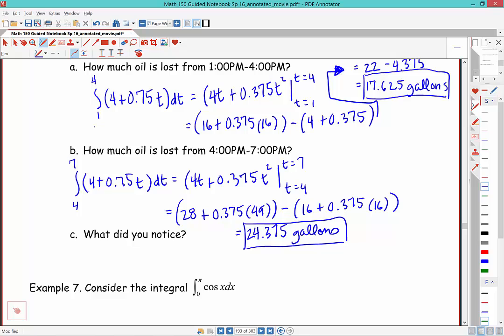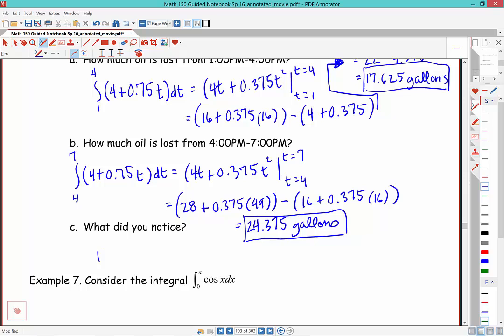So more oil is lost from 4 to 7 p.m. And so we'd want to figure out why, right? Is there more pressure that's pumping out more oil on this leak? What's going on, right?